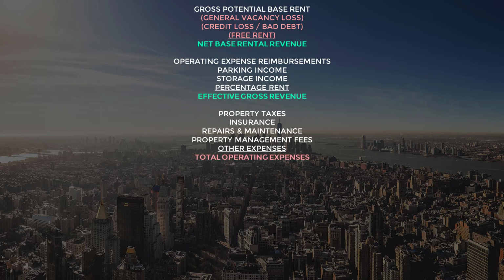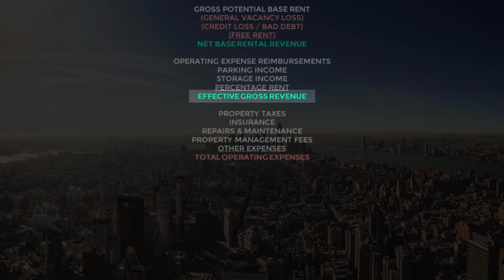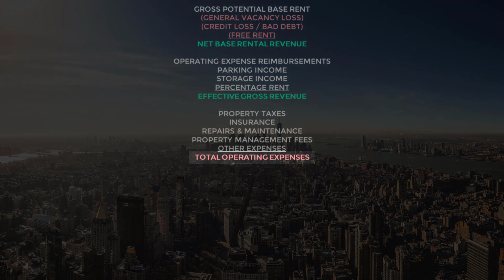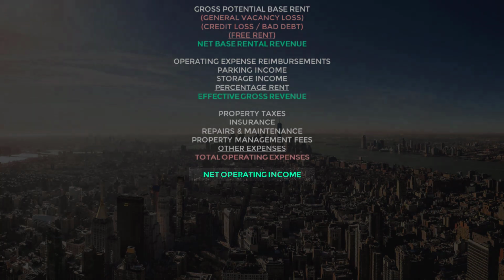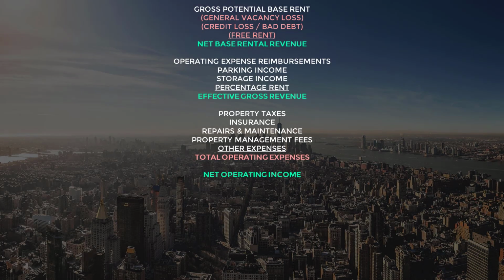Now once these are all added up and you have your total operating expenses at the property, then you can take your effective gross revenue and subtract your total operating expenses to get your total net operating income at the property. Now this is going to be a really important number that's often going to be used by investors to value the property and also by lenders to decide how much they actually want to lend on the deal.